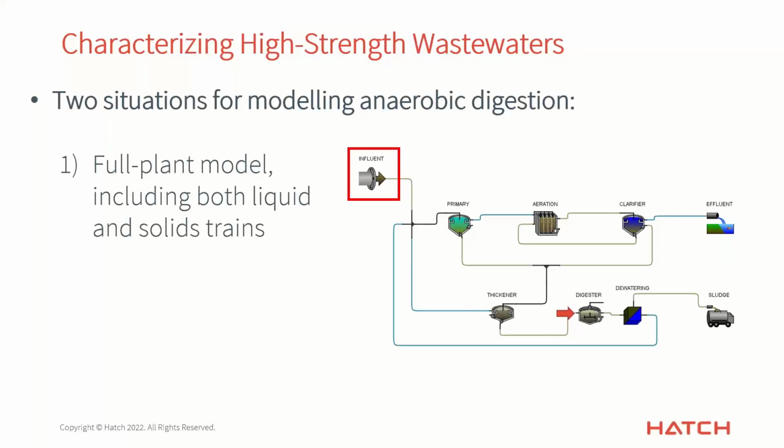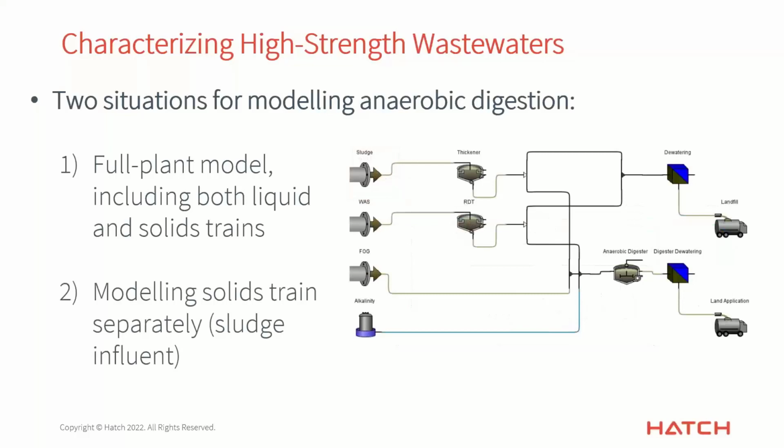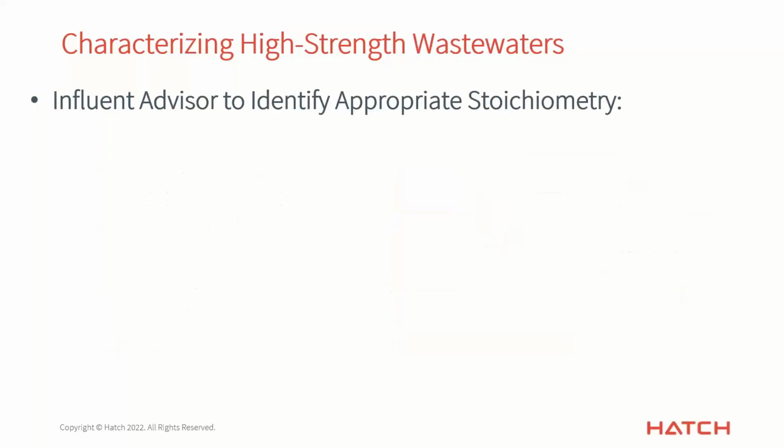Now, the other option is that you don't model the whole plant. You only model the solids train, and you're doing that separately. In that case, what's going into your digester is directly set up by you, and you have to specify that for one or more influent characterizations. I have an example of each of these two that I'm going to show you a little bit later. So Influent Advisor is your friend.